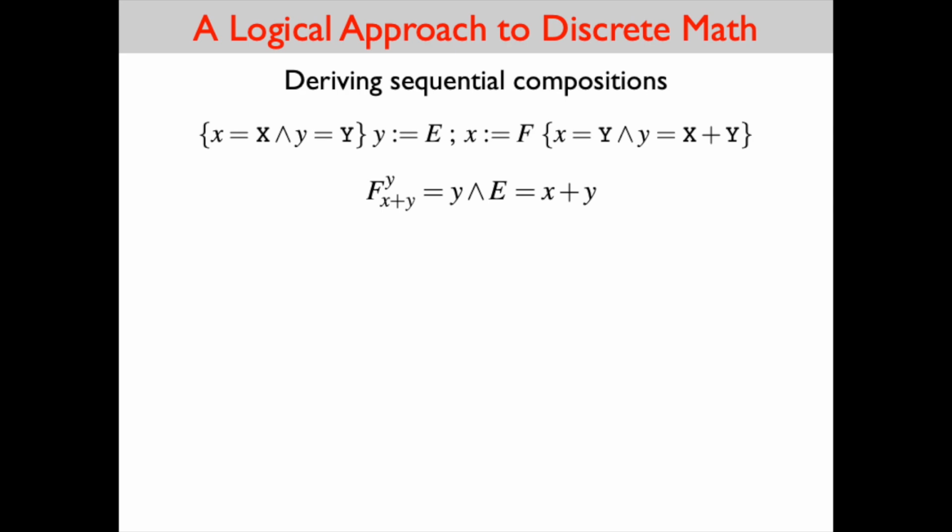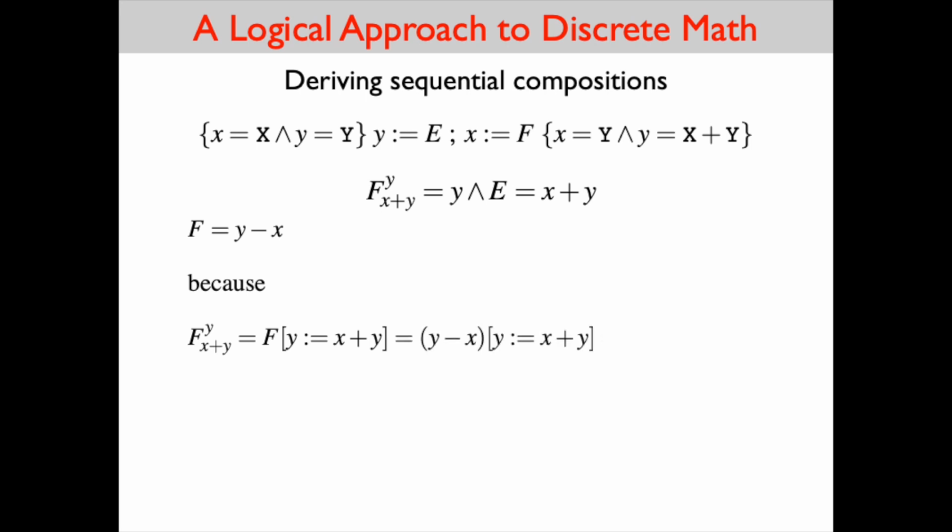So here's how it works. Working backwards, you should be able to deduce that F must be y minus x. Now, how do we get that F is y minus x? Because it has to satisfy the fact that if everywhere there's a y, you replace it with x plus y, you get y. It is F equals y minus x, because if you take F superscript y subscript x plus y, that by definition is F with y replaced by x plus y. Well, if you do that textual substitution, what do you get? You get y minus x.